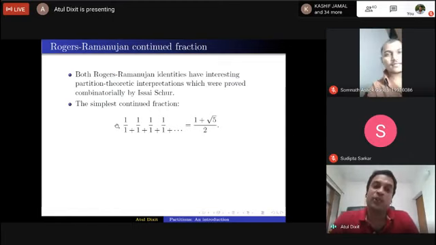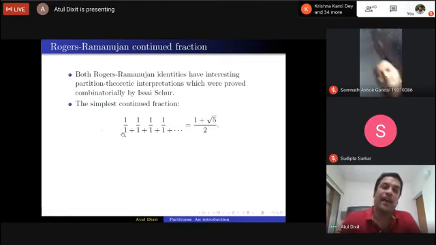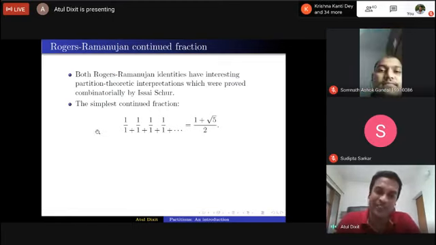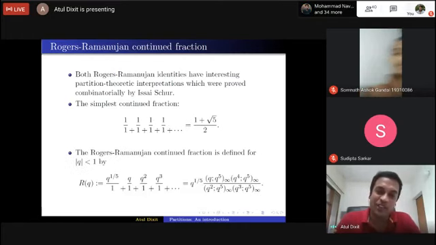Such a thing is called a continued fraction. Of course, one has to prove this rigorously. But now, let us look at what the Rogers-Ramanujan continued fraction is. It's denoted by R of q.